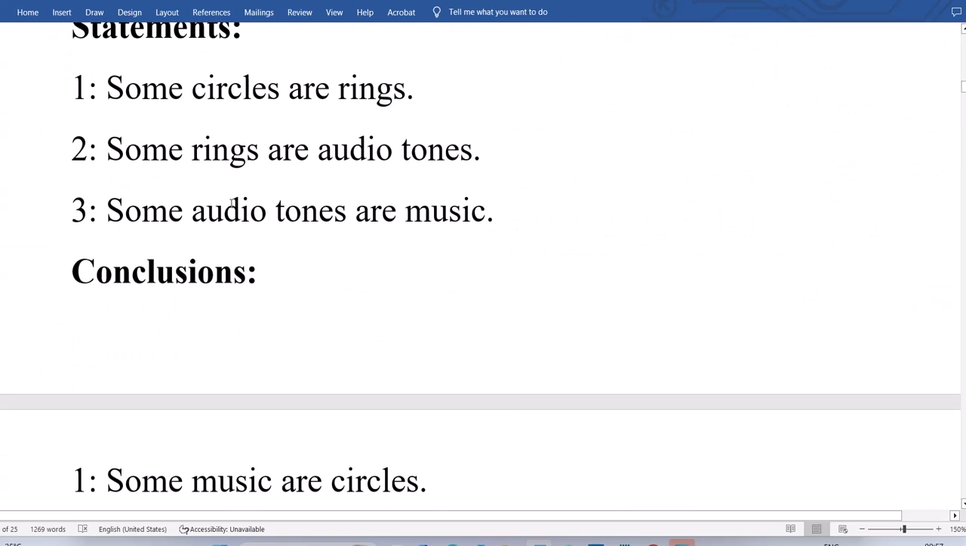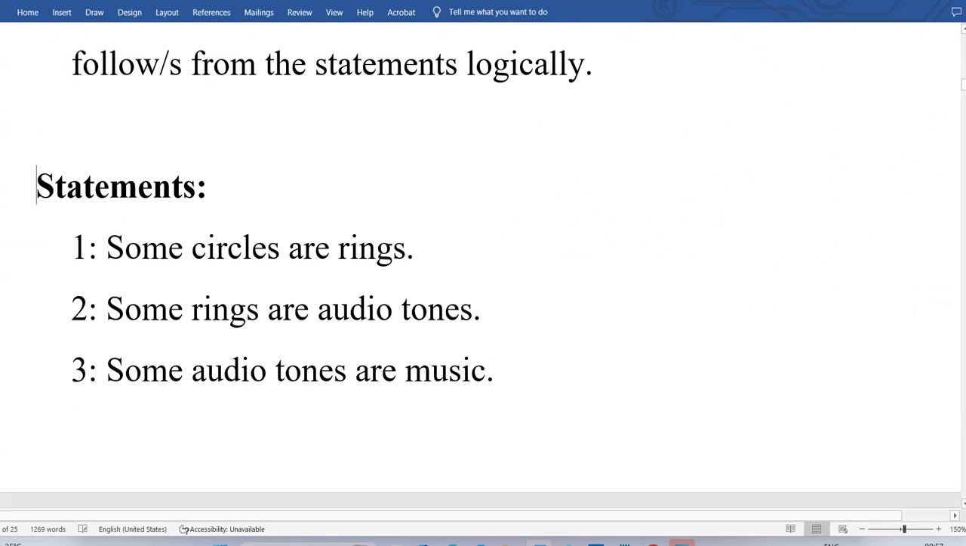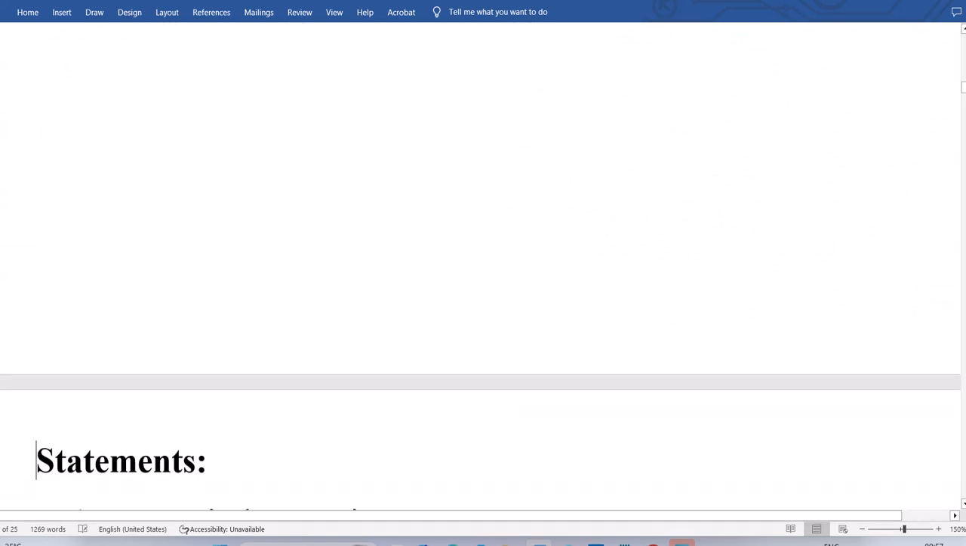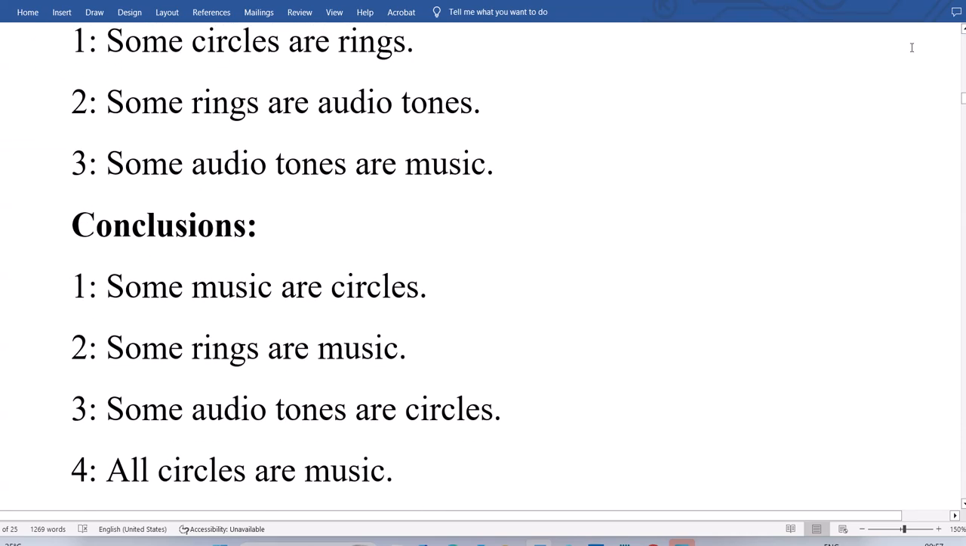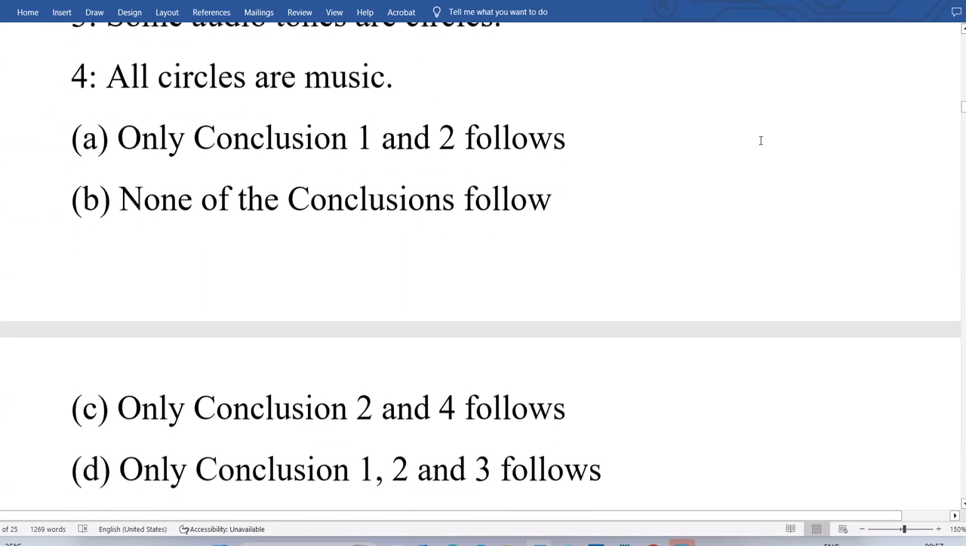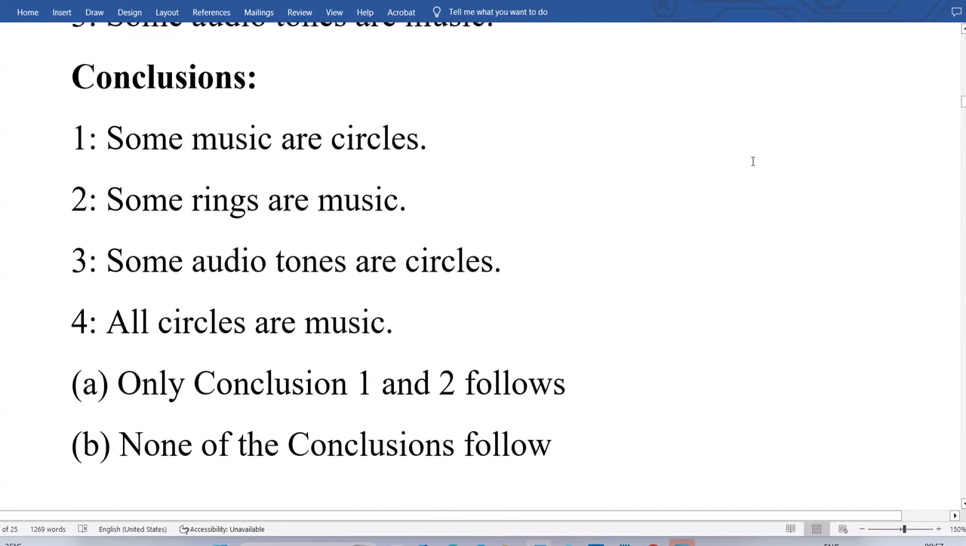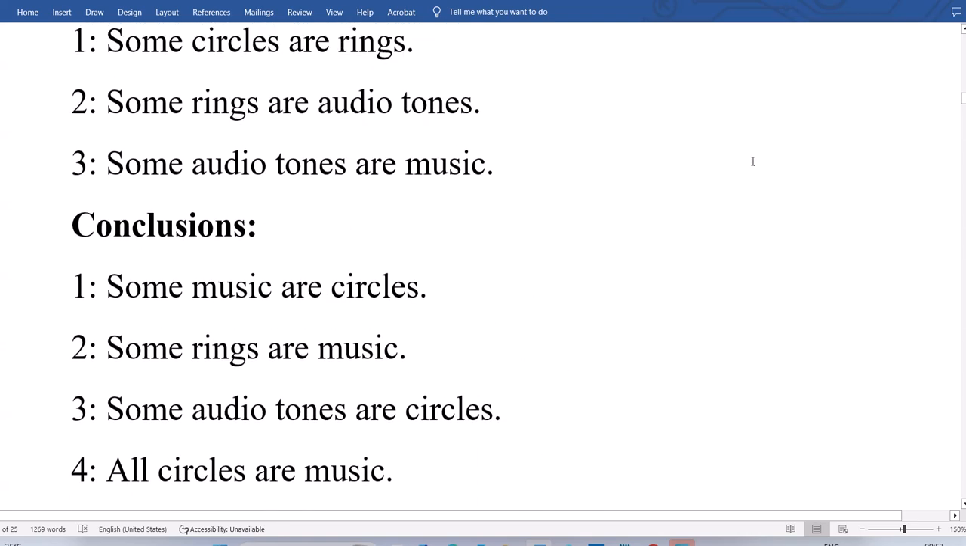Again statements and conclusions. But here 3 statements are given followed by 4 conclusions. You work on it, and for your idea I am just showing you the options again. Only 1 and 2, none, only 2 and 4, 1, 2 and 3 follows. So it may be none follows or 2 among those is true. Now work on these 3 statements and 4 conclusions. Please kindly work on it.